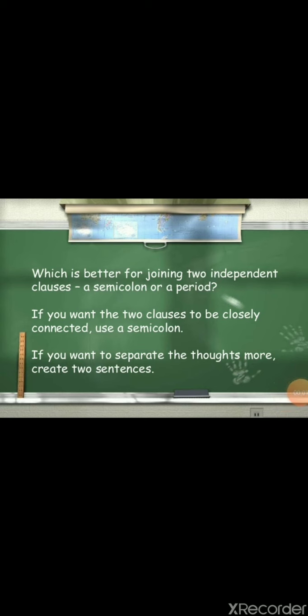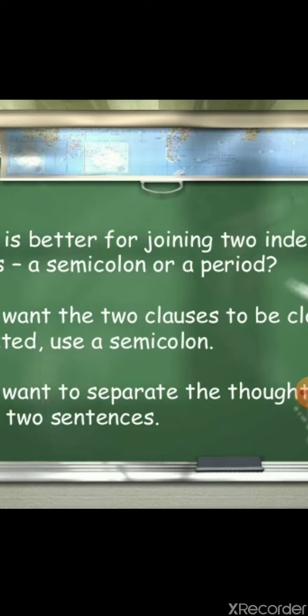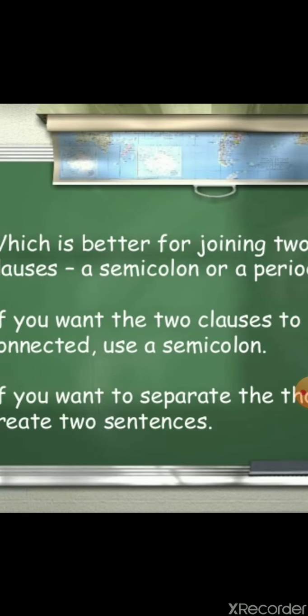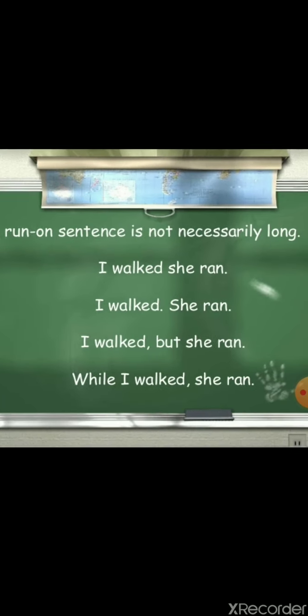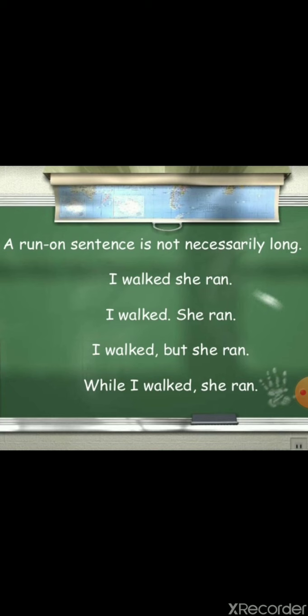Which is better for joining two independent clauses, a semicolon or a period? Fine. So if you want the two clauses to be closely connected, use a semicolon. Means you don't want to separate them. And if you want to separate the thoughts more, create two sentences, then add a comma.